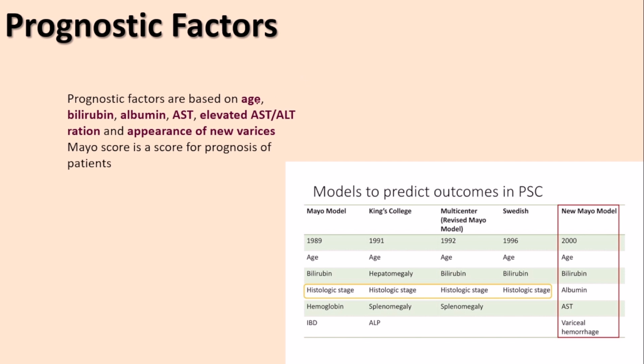The age of the patient is very important here. Bilirubin level is very important, as well as albumin, which is an indicator of liver cirrhosis, AST, and the ratio between AST and ALT, because this shows the hepatocellular damage in the patient. Also, one of the most important prognostic factors is the appearance of new varices, because this is another index of liver cirrhosis. These are very good systems that we can use to predict the survival rate and disease progression.